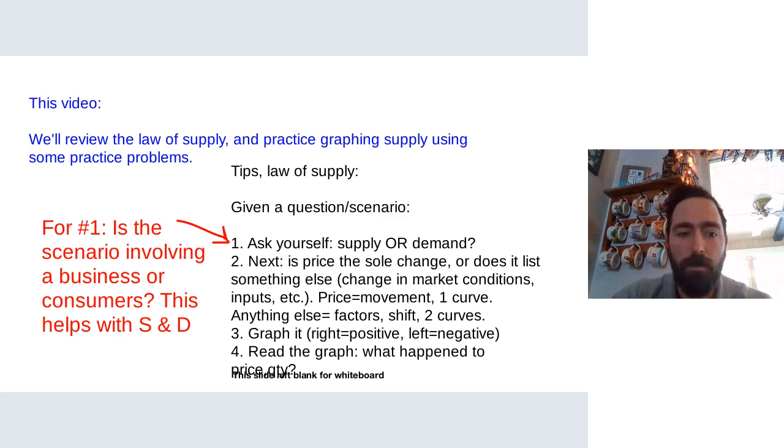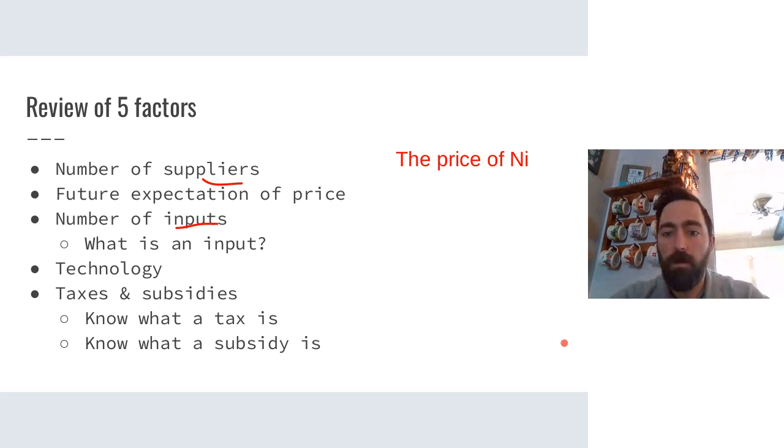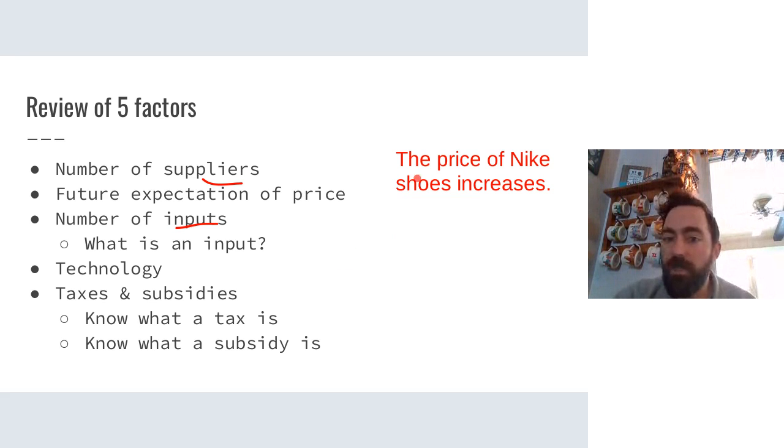Let me pull up my slides here. And what I'd like you to do, here's the review of your 5 factors. You can go ahead and read through these really quick. So if you see any scenarios involving these, something that mentions subsidies or technology, inputs, like I said before, number of suppliers, now we're talking a factor. But if you just get a scenario that looks like this, let me just type a quick one out. It doesn't mention anything else, just talking about the price of Nike shoes, that's going to be a movement. Okay, so keep that in mind here.